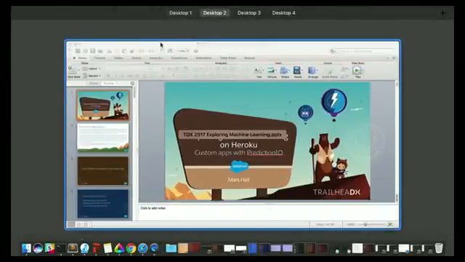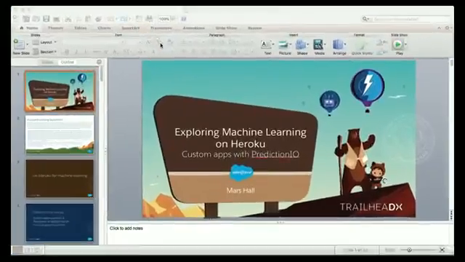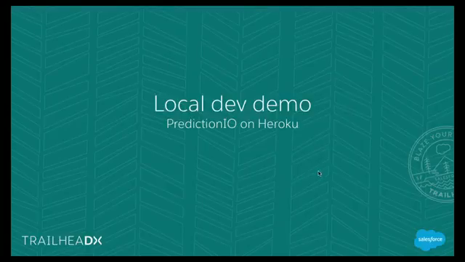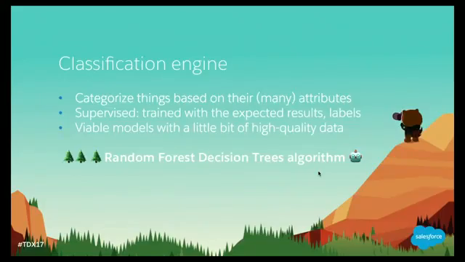All right, so that's basically what it takes to get the local dev going. So now let's talk about the classification engine. You might have seen this demoed at the Einstein machine learning booth, after which I will be hanging out around that booth, by the way, to take questions. This classification engine is an example that we have on our Heroku GitHub.